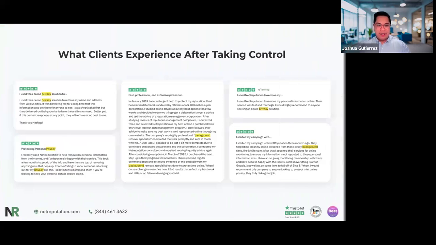So, looking at what clients experience after taking control, and without reading each and every one of these reviews from our clients, the common theme here is clear: a sense of peace of mind, knowing that personal information is protected and no longer readily available on these data broker sites.